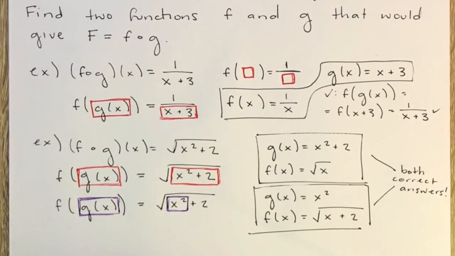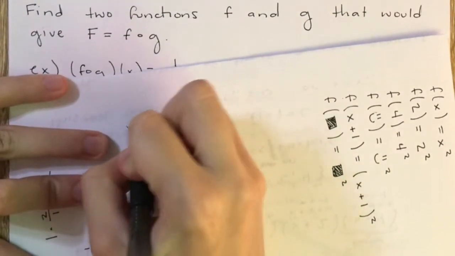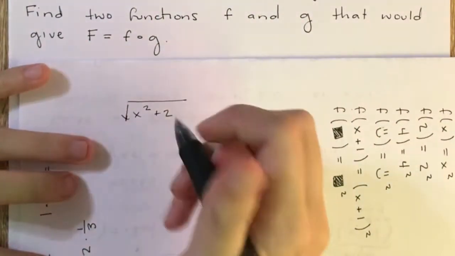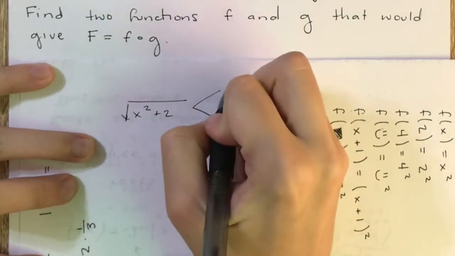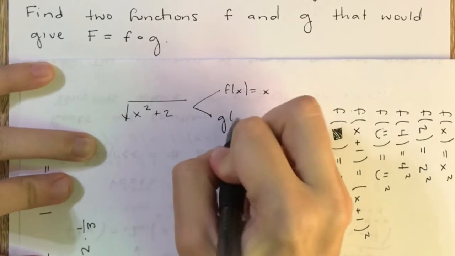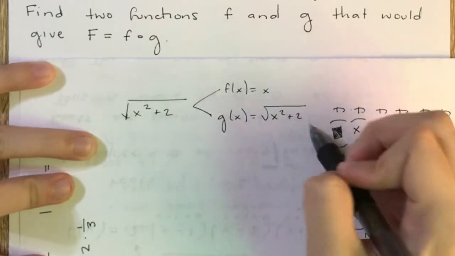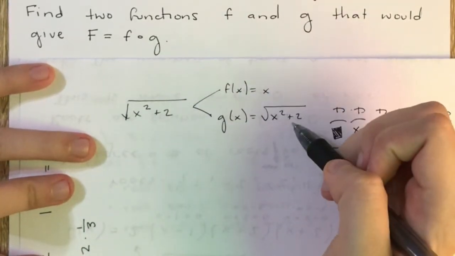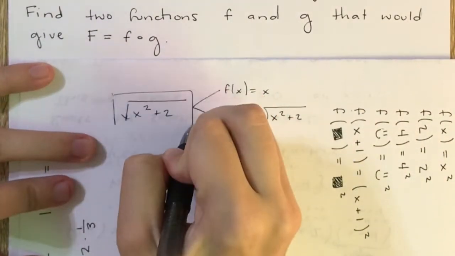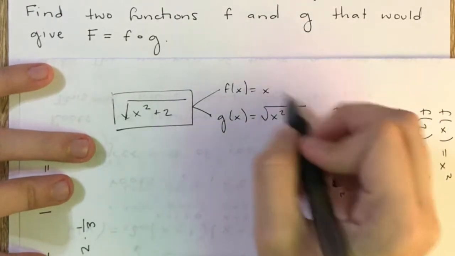A trivial answer would basically just be to say, all right, I have the function square root of x squared plus 2. So I'm going to split that up into f of x, and I'm going to let f of x be just x, and g of x be the whole rest of the function. That's a trivial solution. When we compose these, you do end up with the right composition, but it's not telling us anything interesting, right? So that's all it means by trivial.